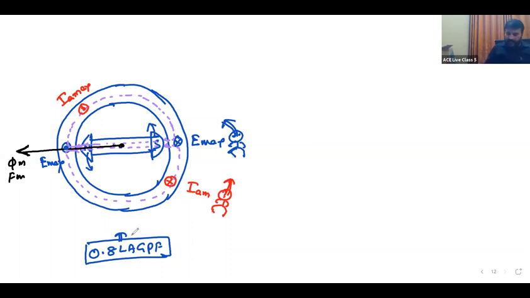So IA maximum lags E maximum by 36 degrees. Right? 36 degrees. IA maximum lags the E maximum. That's all. Some angle. Are you getting? Here cross maximum and here cross maximum. Both rotating in counterclockwise. Cross of the current lags the cross of the voltage by some angle. Okay?